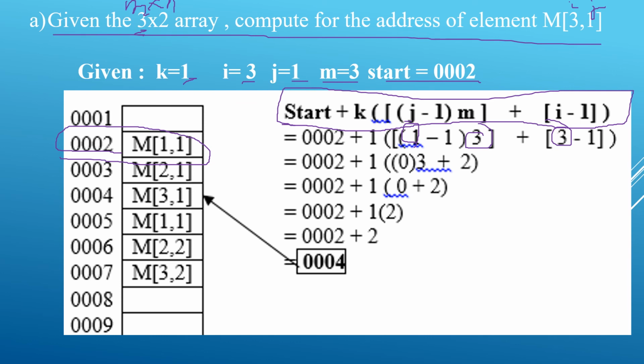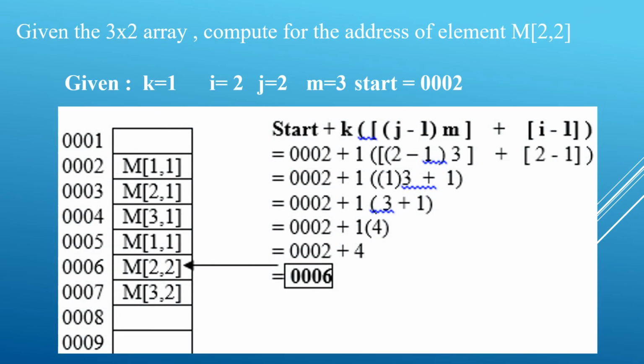1 minus 1 is 0. Okay, we just copy the 3. And then 3 minus 1 is 2. And then 0 times 3 is 0 plus 2. So that will be 2 multiplied by 1, and that will be 2. So, 2 plus 0002 will yield 0004. So, correct. Okay? So, the element at row 3, column 1 using column major is stored at address 0004.